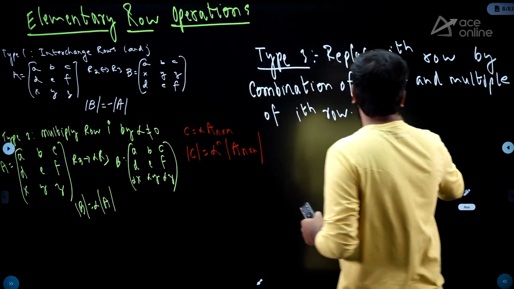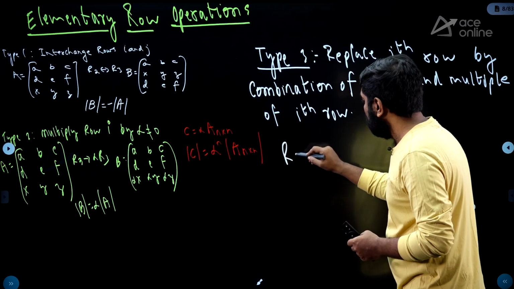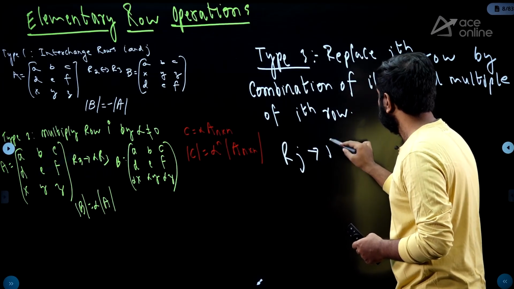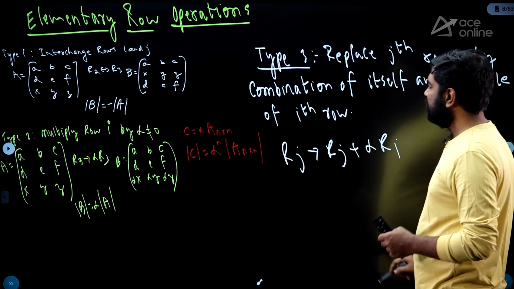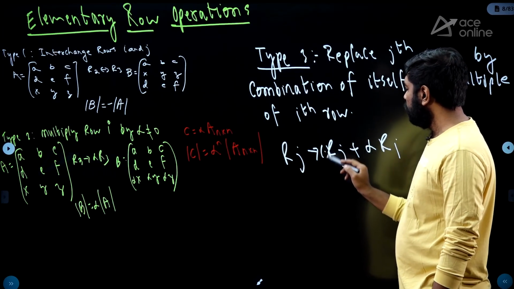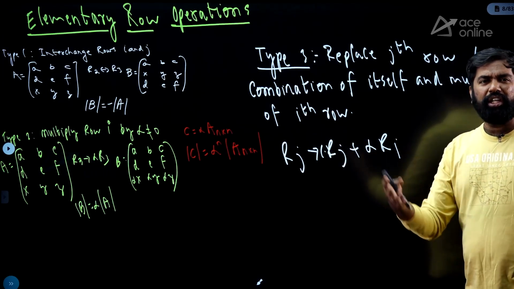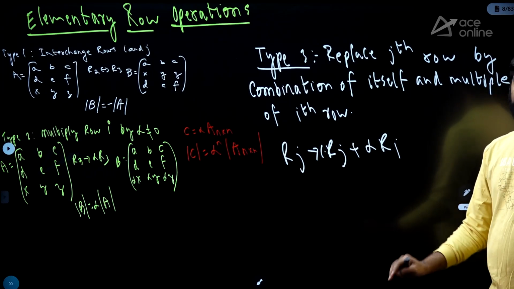So how is this written? Replace the jth row by combination of itself plus multiple of ith row. So it's written like this: Rj is replaced with Rj plus alpha times Ri. Please understand that when I say itself, it's like 1 into Rj. You cannot write 2 into Rj or any other scalar. No. Itself means Rj plus some multiple of ith row.